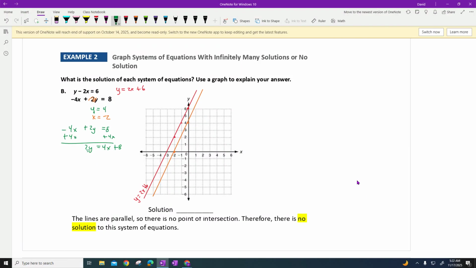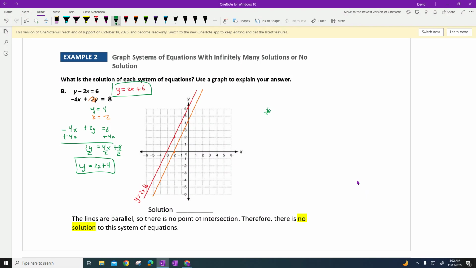And get rid of that 2. And look, they are both the same. So if I have slopes that are the same, but different y-intercepts, that's going to be parallel lines.